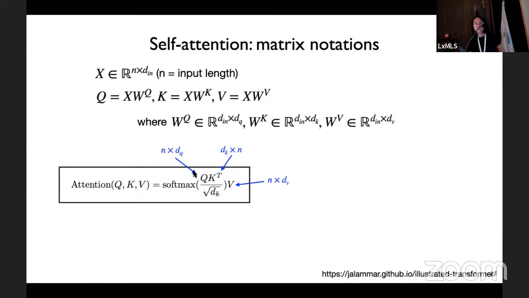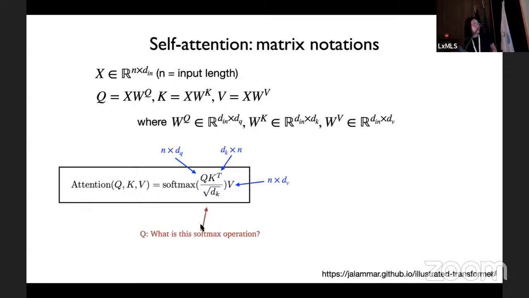And you apply softmax on this N by N matrix, and you still get an N by N matrix. And then multiply by V, which should be an N by DV matrix. Then the output of this attention function should be N by DV, because N by N times N by DV gives an N by DV matrix. So each row of this output matrix is the output vector at each single position.